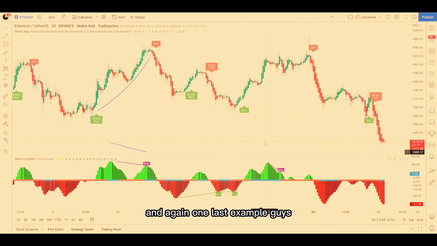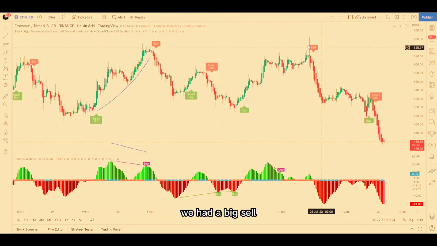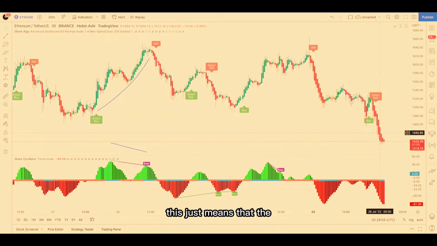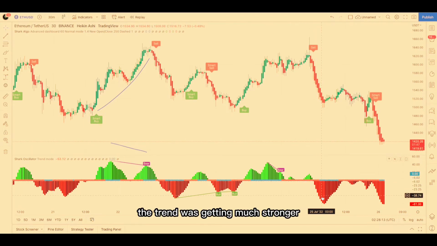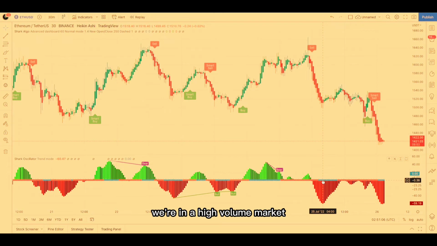And again, one last example, guys, as you can see over here, we've identified a bearish divergence over here. And as you can see, not long after, we had a big sell movement happening over here. So there's lots of selling action and going down over here. So again, this just means that the trend is likely to change. So as you can see here, there's not a lot of volume. And then we can see the trend was getting much stronger. And as you can see here, we're in a high volume market.